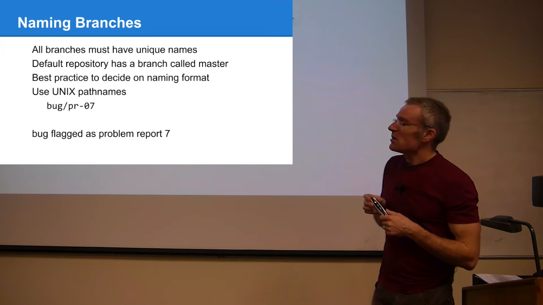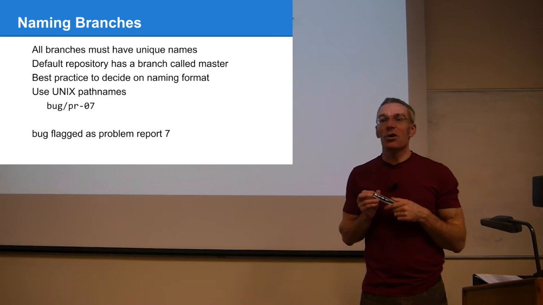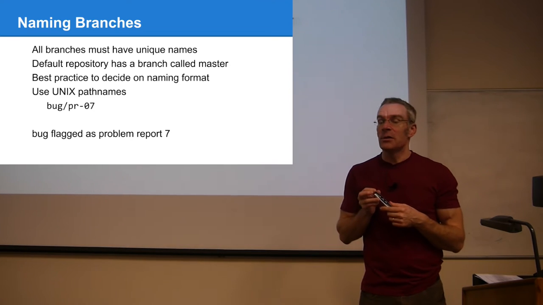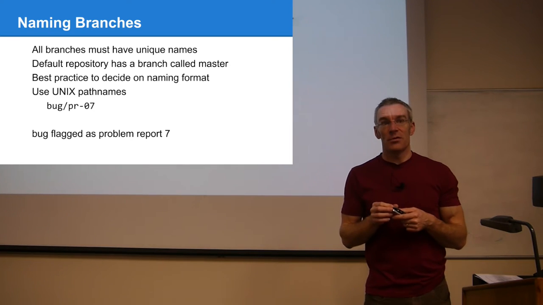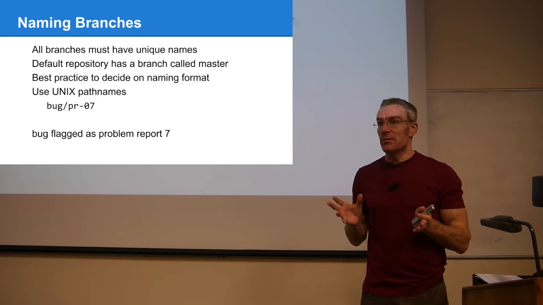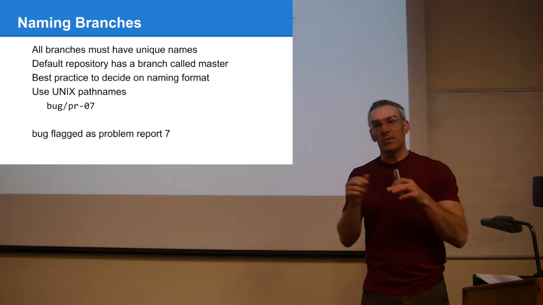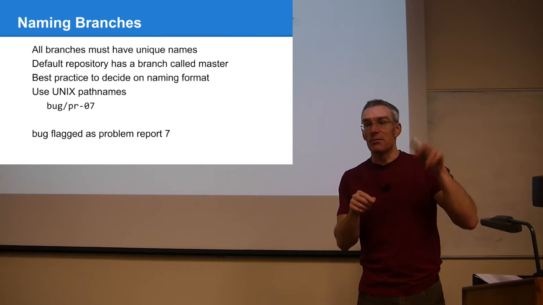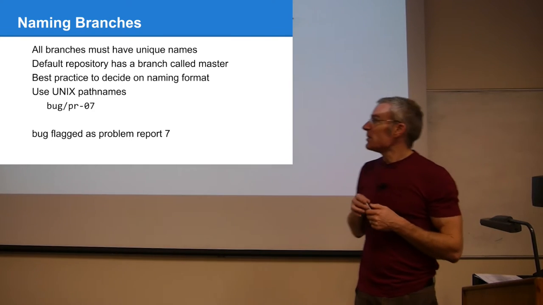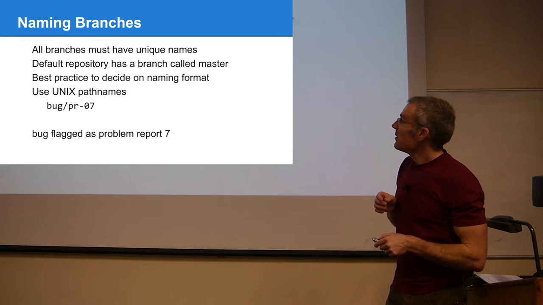Now, every branch has to have a name. You can't create a branch without giving it a name, but you've got to be sensible. There are very few limits to names. Names follow the same rules as most variables. You can't have spaces, you can't have symbols at the start. Generally, it's pretty flexible though.